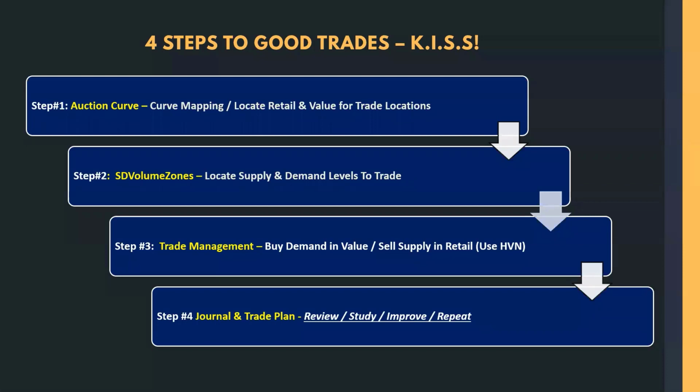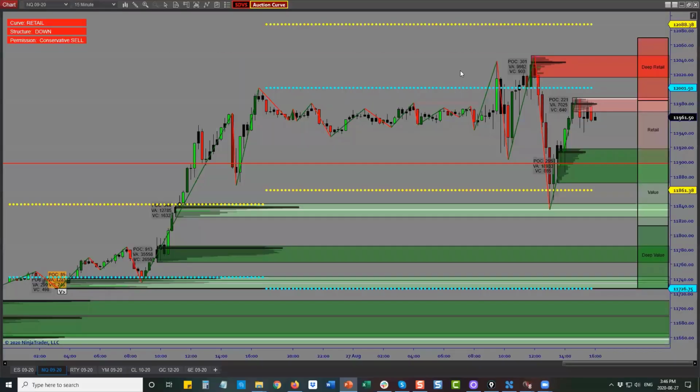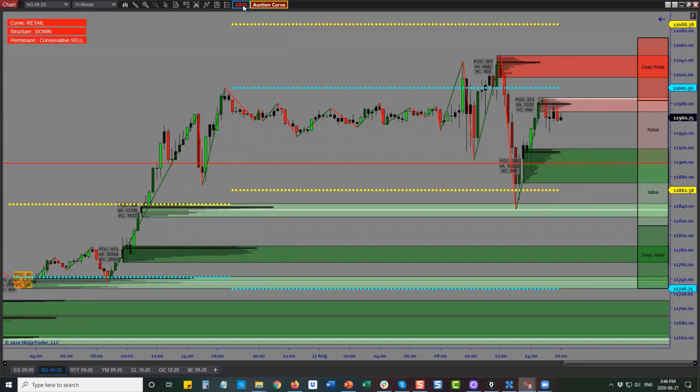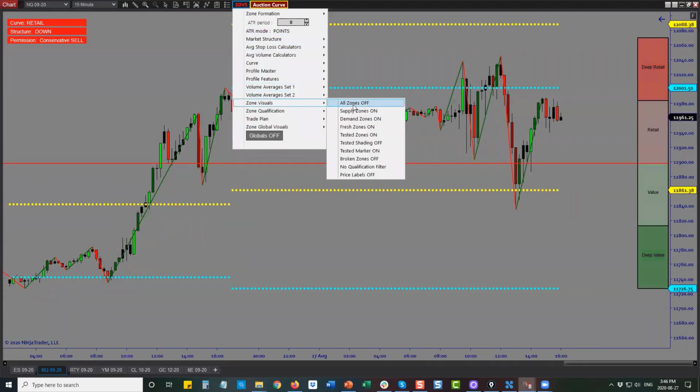What's the first step in here? We need to identify the curve. Okay, that's called curve mapping. So before we go into the zones, let's turn them off.